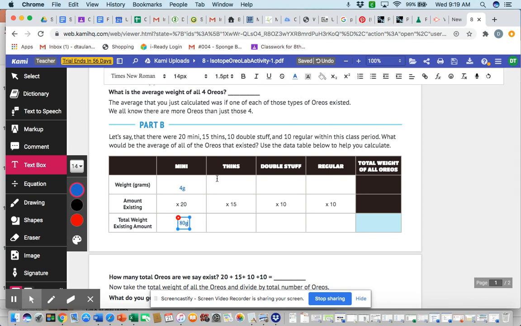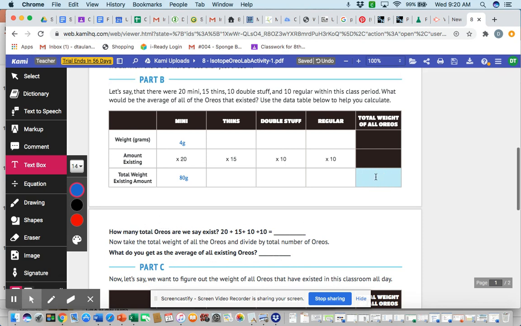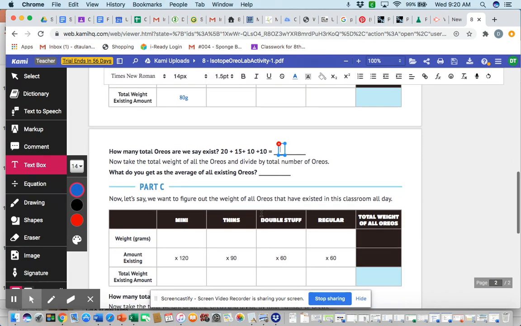I'm going to do that for each one, and then I'm going to add my weight up. So I'm going to add the total that exists. Then I'm going to take the weight of all the Oreos and divide it by the total number of Oreos, which means here's our total right here. So this time you're going to take this number and divide it by this number. Okay, so what do you get here?